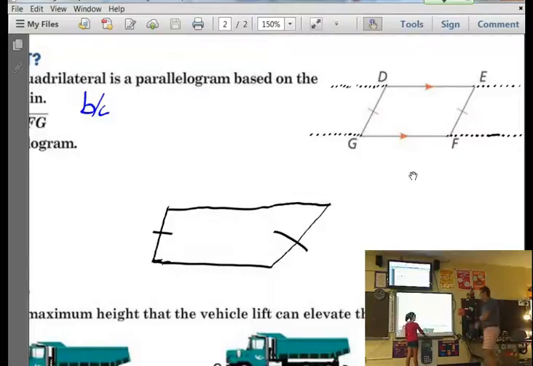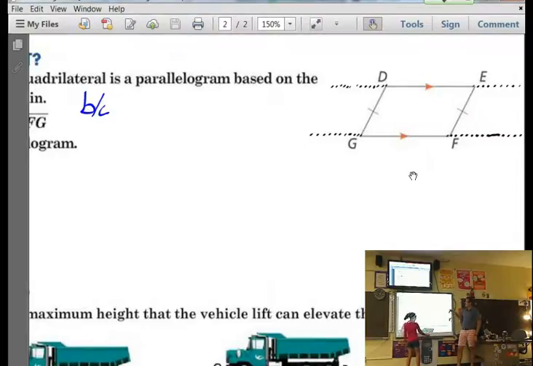So, to summarize what Carmen's saying, I erased this because DG is congruent to EF, and I already know that DE is parallel to GF. If DE and GF are parallel and DG and EF are not parallel, one of them has to be shorter or longer. If they're not parallel, they can't be congruent. If they are congruent, they have to be parallel.